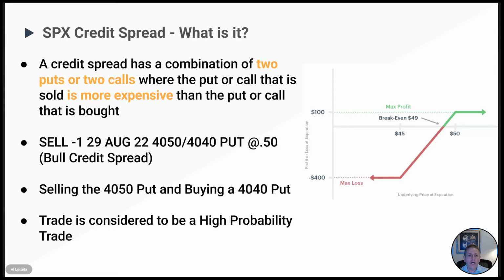That range is actually the same as the max profit. So once you put on that trade and you're selling an option, you get, in this case, 50 cents, $50, and that's your max gain. So that's basically how it works.